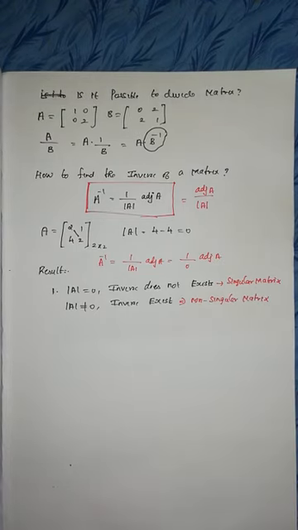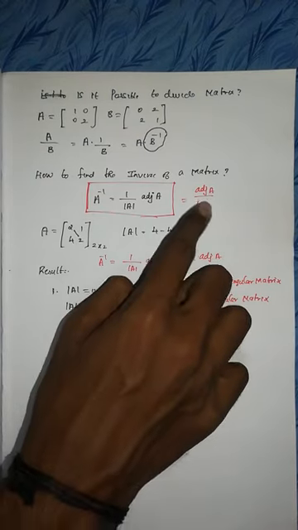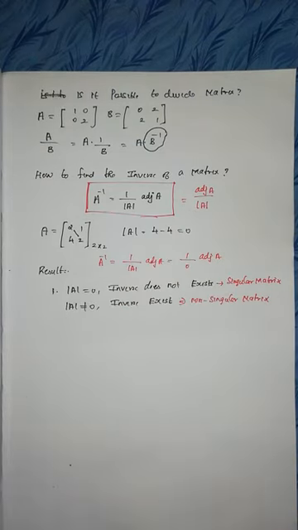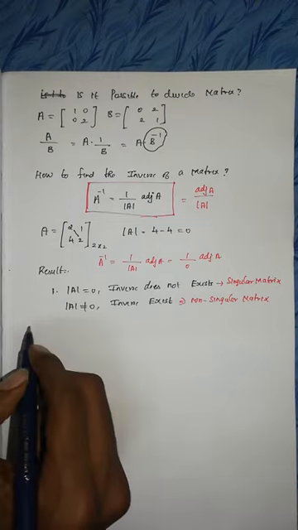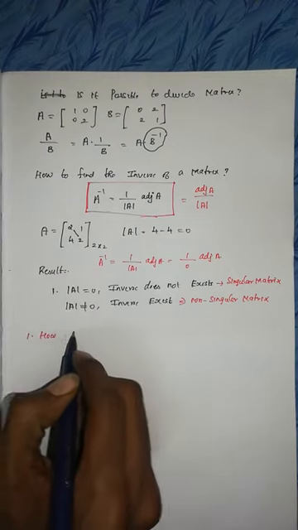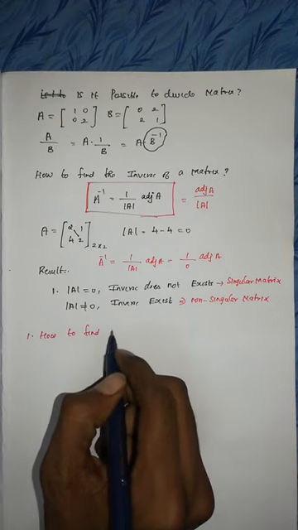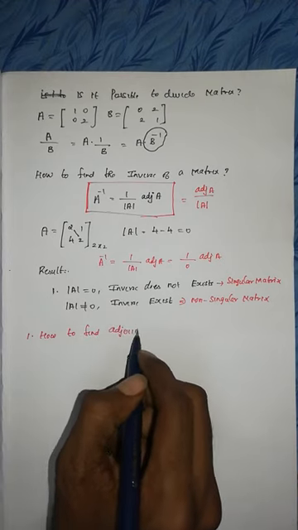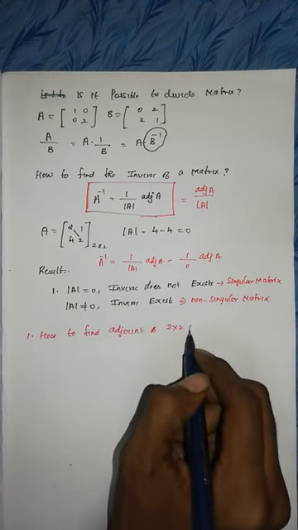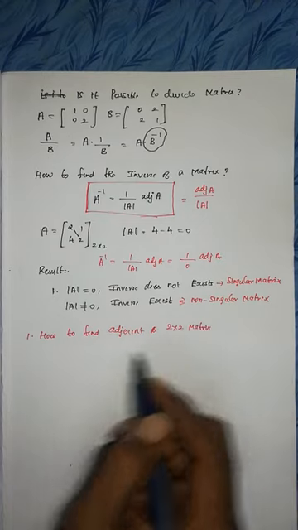Now suppose the determinant of A is not equal to 0, so I have a number in the denominator. Then how to find the adjoint of a matrix? It's very easy. First I am going to teach how to find the adjoint of a 2x2 matrix, that is, 2 rows and 2 columns.